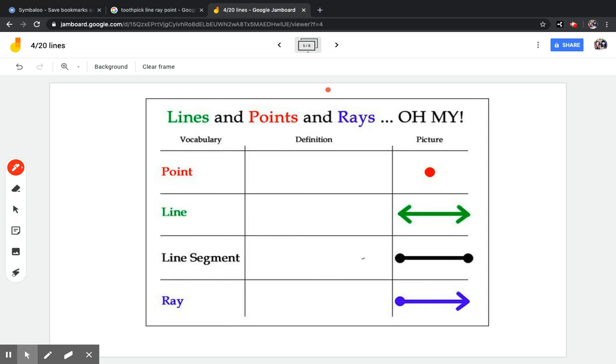All right, so we went over a point, a line, a line segment, and a ray. Let's review really quick. A point is an exact location. A line goes forever on both sides. It has arrows. A line segment is just a chunk, a segment. So it ends on both sides. A ray ends on one side and then the other side goes on forever.